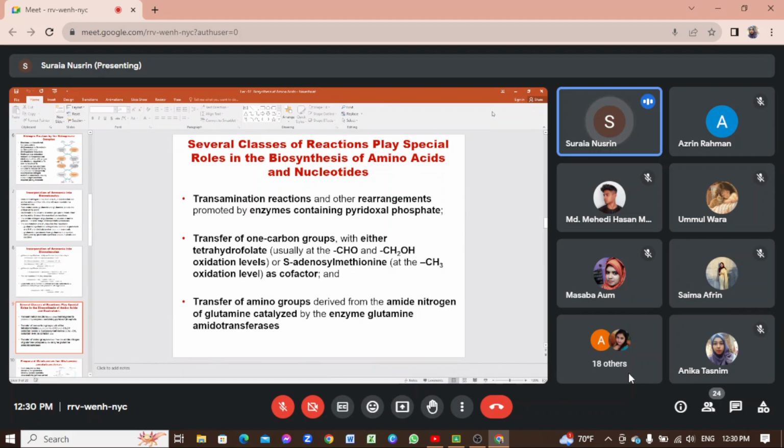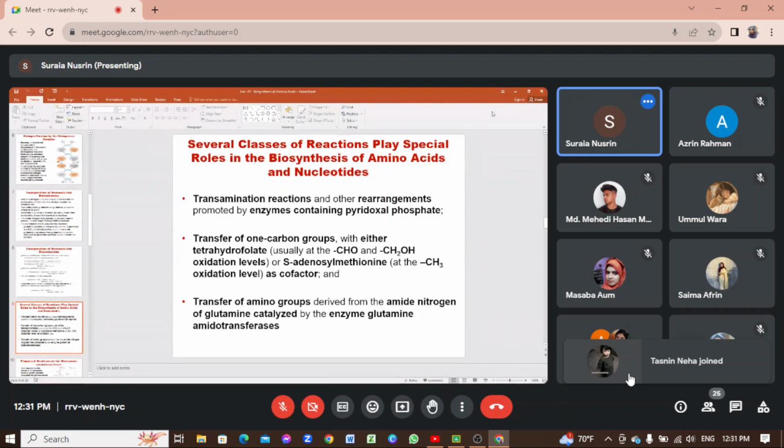Then another type of reaction is the transfer of one carbon groups. Okay, one carbon groups are transferred between two substrates, and the enzymes doing these reactions need a cofactor. If the cofactor is tetrahydrofolate, they usually transfer the aldehyde group or the alcohol group, CHO or CH2OH. If the cofactor is S-adenosyl methionine, then the transfer occurs at the methyl group. Okay, that is the transfer of one carbon groups.